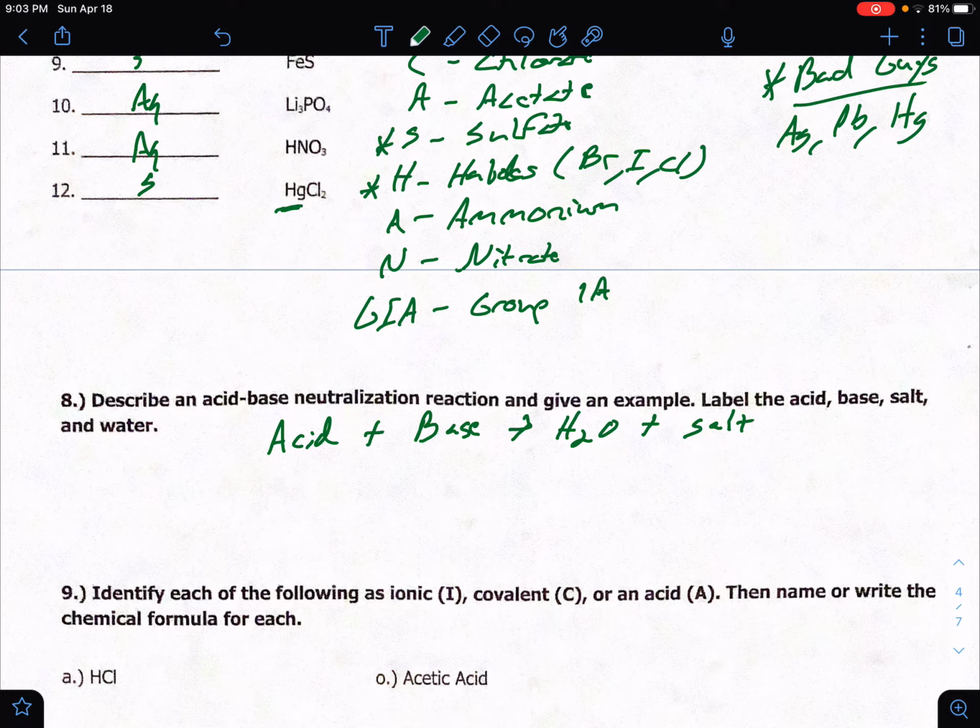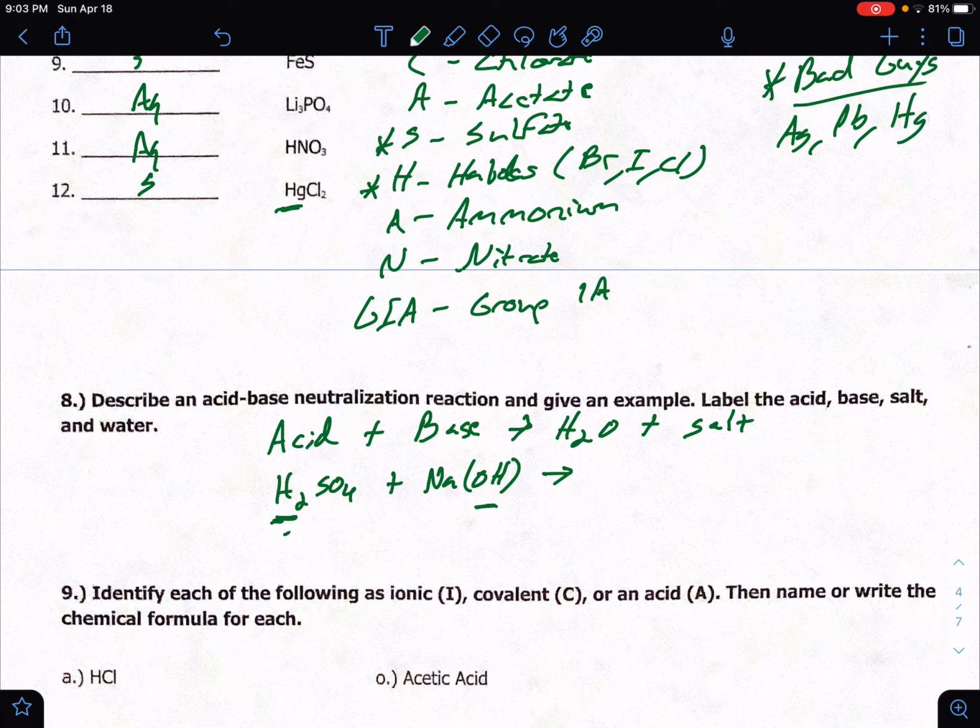Okay, so I'm just going to think of one for a second. So what if I do H2SO4, that's sulfuric acid, and then let's say I do sodium hydroxide. Okay, there's my base. Anything that ends in hydroxide is a base. Remember, acids always start with hydrogen, and bases always end with a hydroxide.